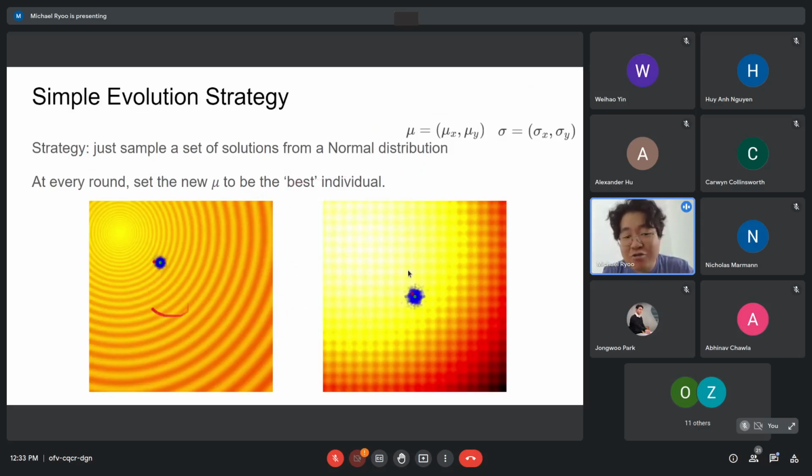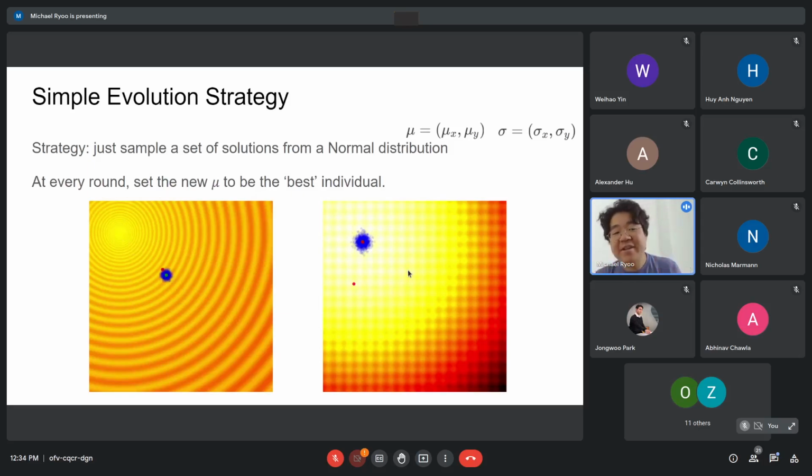And you can see how the population actually moves at every iteration. And you see that this is actually pretty good. It eventually goes to the actual maximum, and it's not actually stuck on the local maximum. So this is already showing some potential.